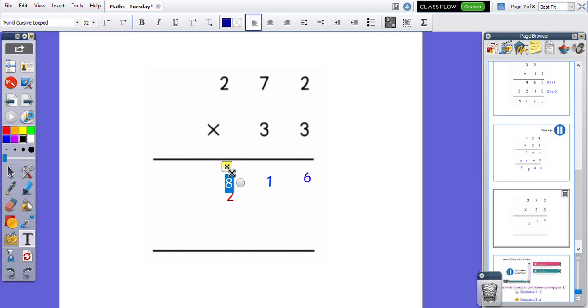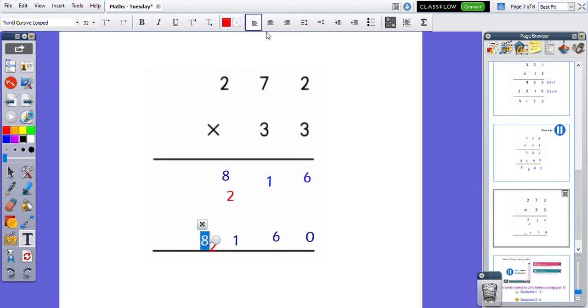That gives me 8. Okay. Then I need to remember to put my placeholder in because the digit I'm using now is 10 times bigger. So I need to make my answer 10 times bigger. So then I'm going to do 3 times 2 to give me 6. 3 times 7, which will give me 21. So again, I keep the 1 in my hundreds column. And then I'm going to carry the 2 into the next column. Okay. So that will sit here. Then I'm going to do 3 times 2, which will give me 6. Then I'm going to add the 2 to give me 8.